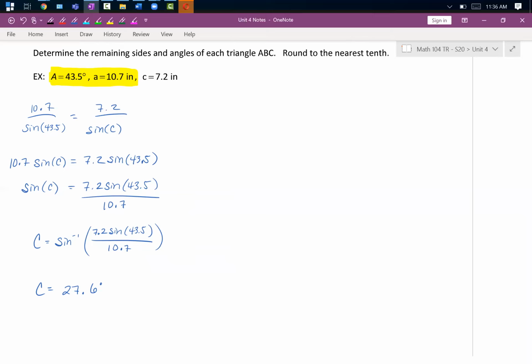Well, as I said before, I always assume that there are 2 triangles, and if there aren't 2, it'll clearly present itself. So if we got C equals 27.6, I'm saying that that's going to be my C value, my angle C for triangle 1.